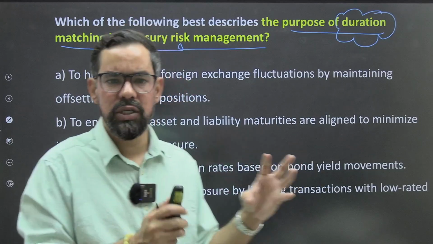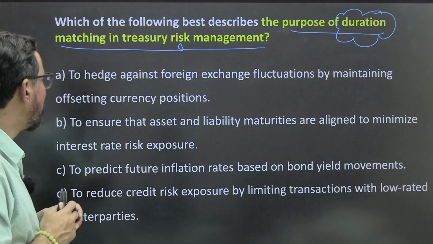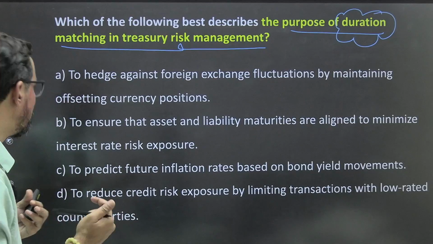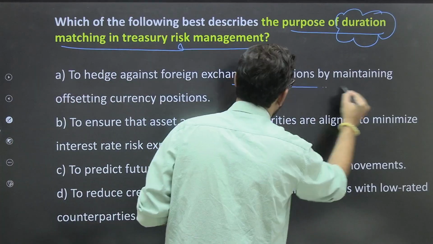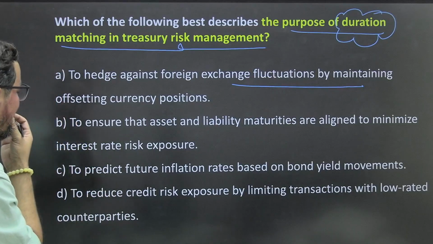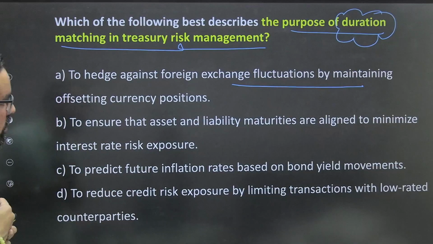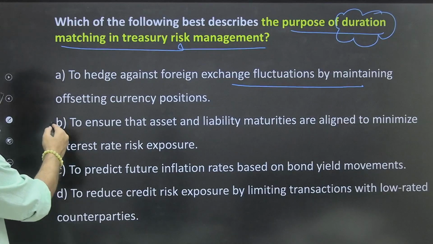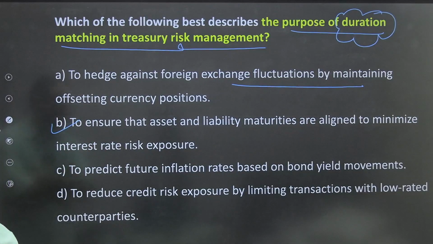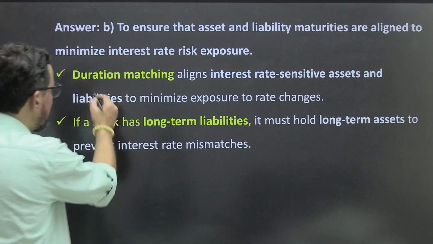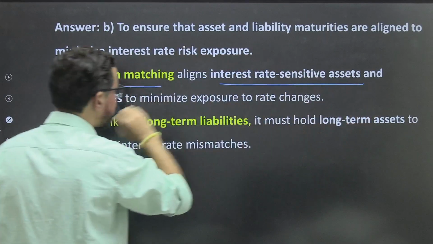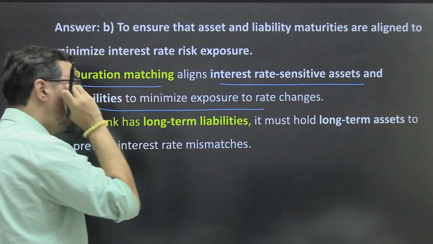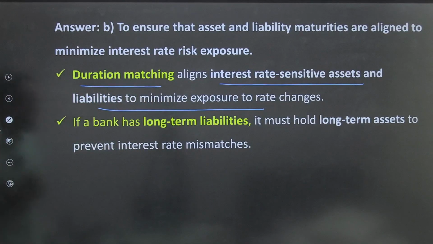So all this logic we understood in the past. So what is the purpose of duration matching? To help against foreign exchange fluctuation by maintaining offsetting currency positions; to ensure that asset and liability maturities are aligned to minimize interest rate risk exposure; to predict the future inflation. Okay? So option B will be the right answer for this one. So duration matching aligns interest rate sensitive assets and liabilities to minimize exposure to rate changes. If a bank has long-term liabilities, it must hold long-term assets to prevent interest rate mismatch also.